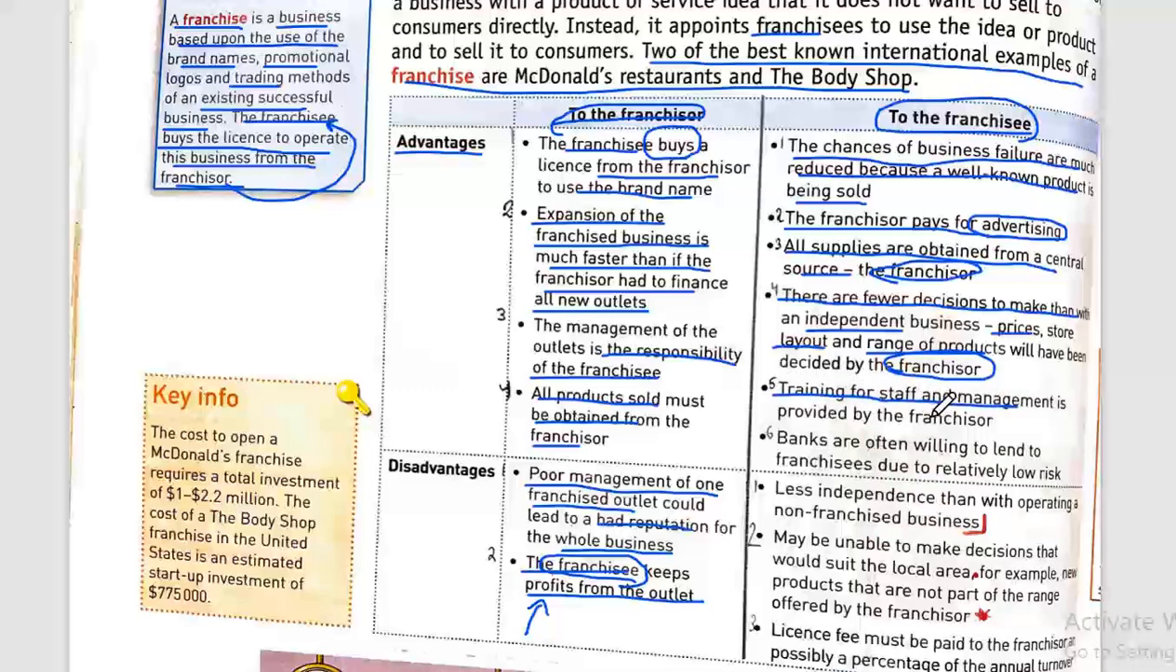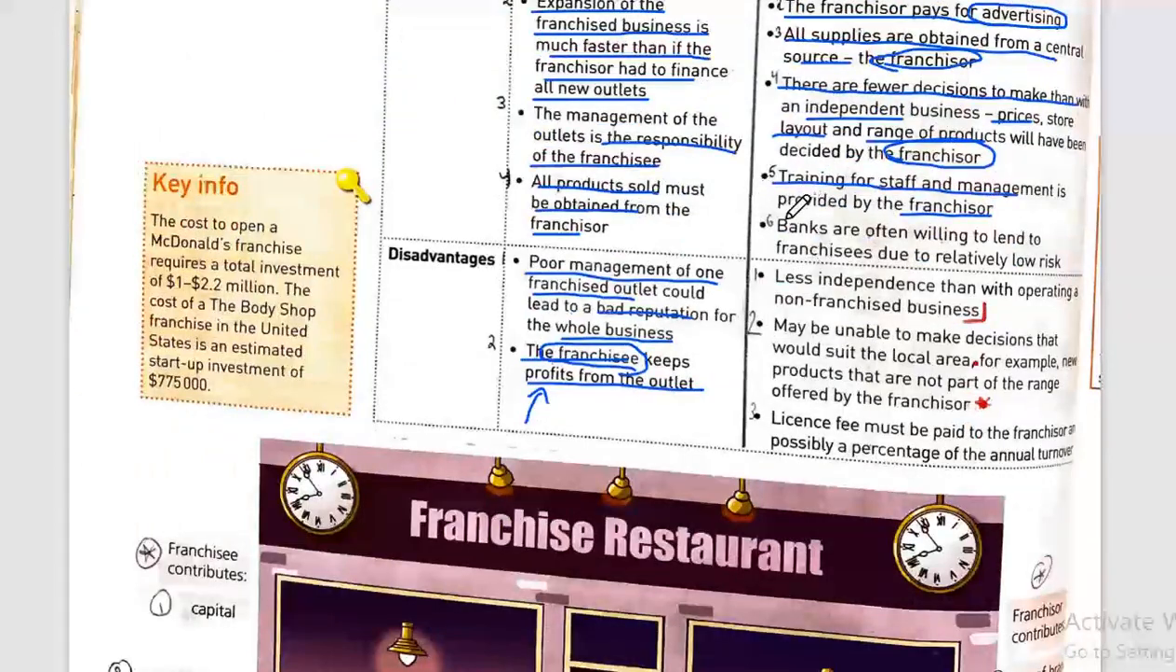Training for staff and management is provided by the franchisor. So all the training, all the advertising, or all these decisions are being done by the franchisor, not the franchisee. And banks are often willing to lend franchisees due to relatively low risk. So because I'm using a well-known, international product, the banks will not be worried. They're going to lend me the money, give me a loan because it's low risk, because they know this well-known business is going to pay me back.